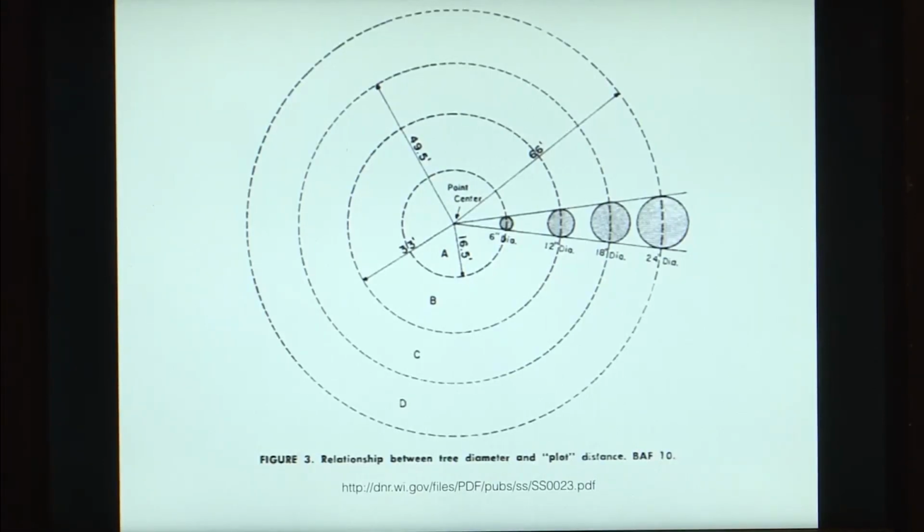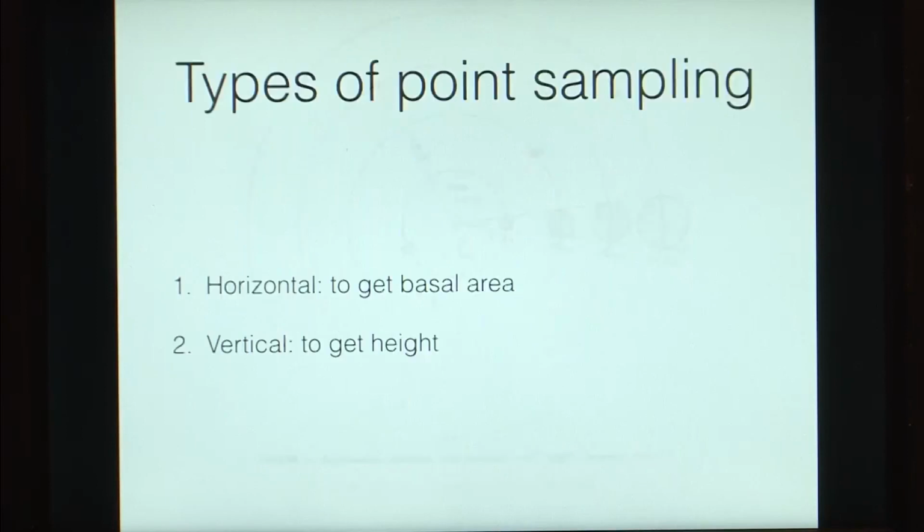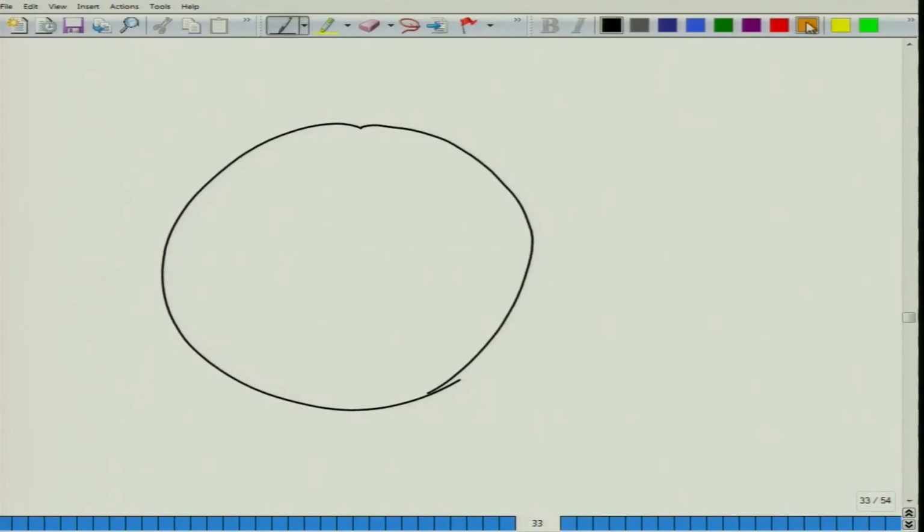So, now looking at the slides, in this figure we are seeing the relationship between tree diameter and the plot distances for a fixed basal area factor. So, here also if we have fixed our basal area factor, we have fixed our critical angle, and all these trees will be counted. Now, there are two types of point sampling. We have a horizontal point sampling, in which we take our measurements at a horizontal plane. So, for instance, if we fix our horizontal plane, we will be seeing the cross sections of various trees of different sizes.